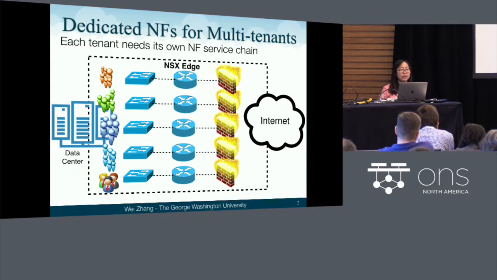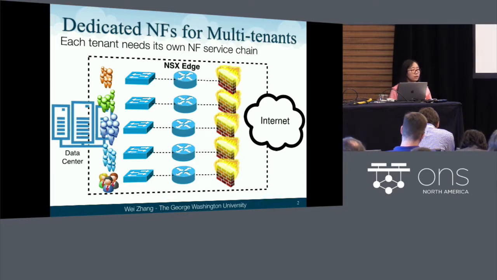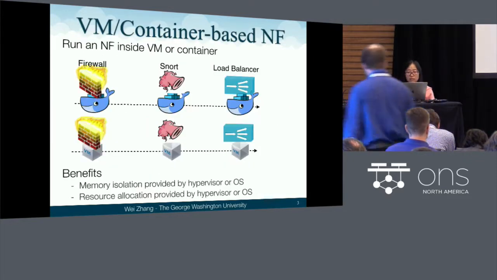NFV allows us to run network functions as software on commodity servers in a cloud multi-tenant environment. Each tenant prefers to have their own network functions. For example, in VMware NSX NFV product, each tenant has their own virtual switch, virtual router, and firewall. Compared to hardware middleboxes, software-based network functions are easy to provide and deploy for each tenant.